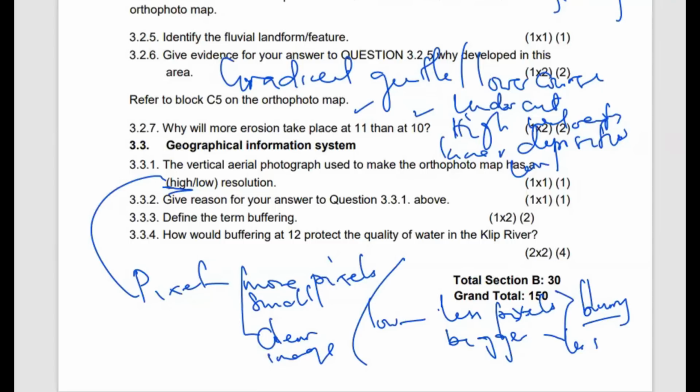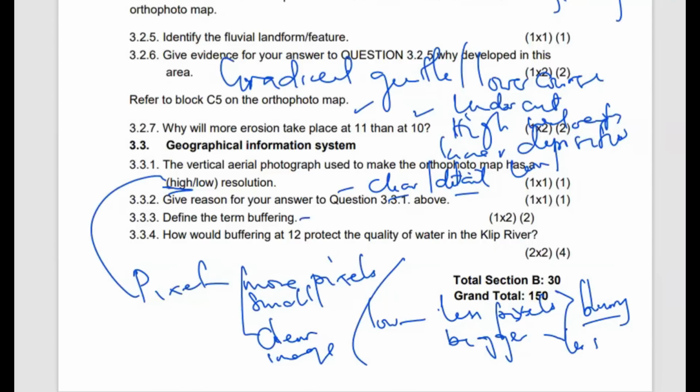Right. The reason is they are clear. Or they have detail. Orthophoto maps show detail. You can actually see the details. You can actually see all the geographical features. They have detail. Then the next question is saying, define the term buffering.